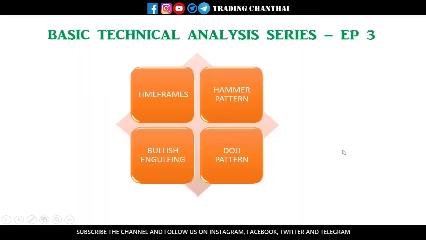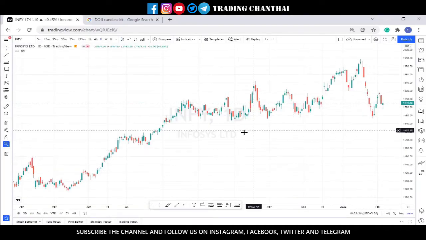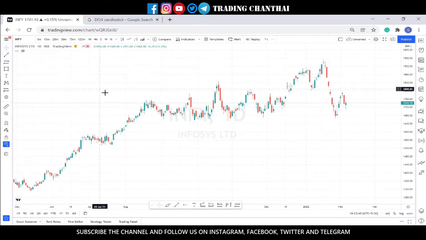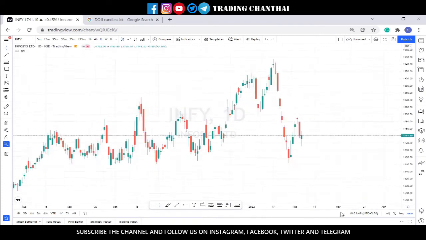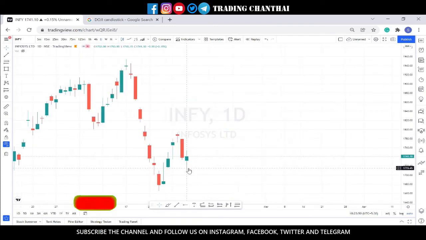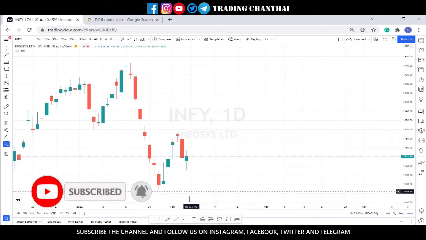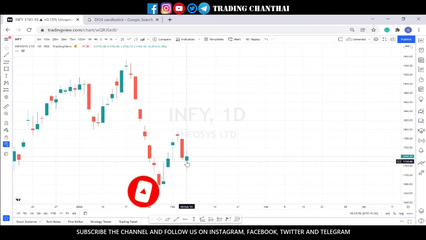So the first topic we are going to cover is time frames. So let me take this Infosys chart as an example. Currently the chart is in daily time frame, which means each candle represents one day. I'll zoom it. This particular candle is representing 4th of February. You can see the date down here. This particular candle is representing 4th of February's price movements.